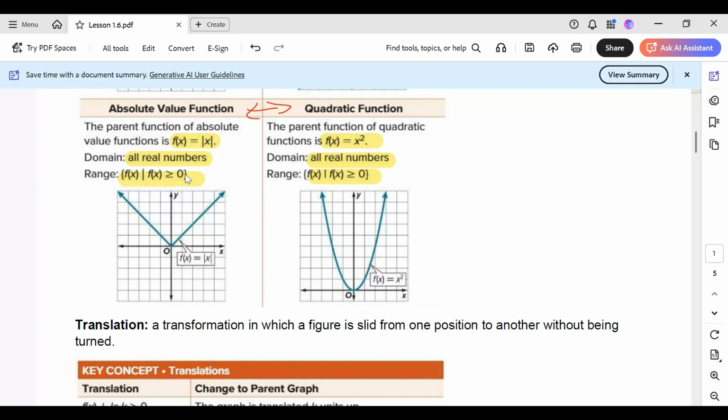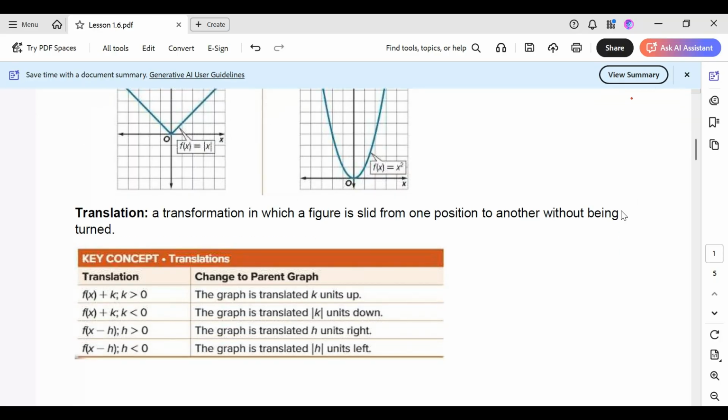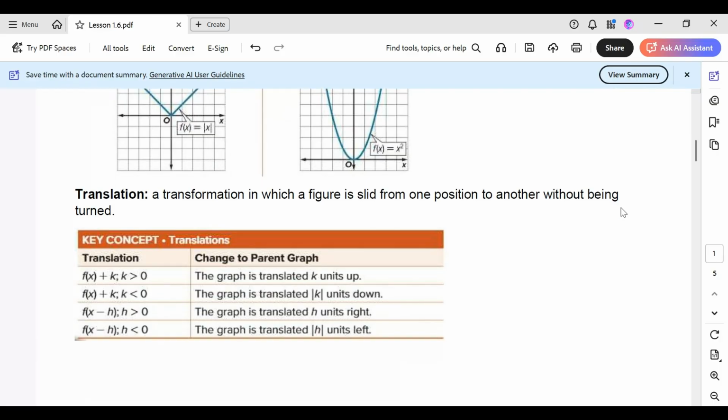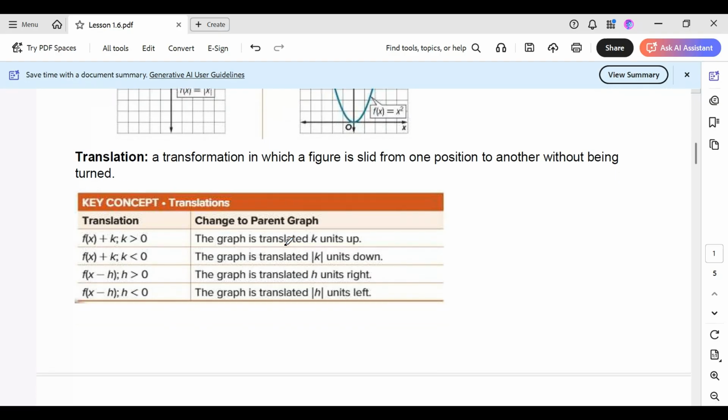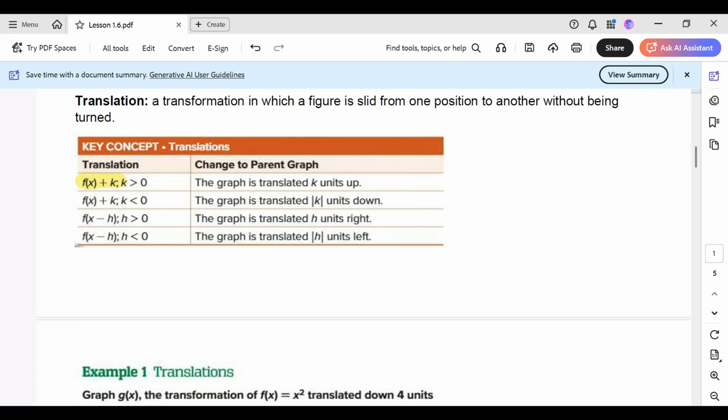A translation for us is a transformation in which a figure is slid from one position to another. You're sliding left and right without being turned. So it means I am shifting. So we have one where we can say we're shifting it on the y-axis. So it's where we have a plus k. And if the k value happens to be bigger than 0, then it's opening up. If we are less than 0, it's opening down.